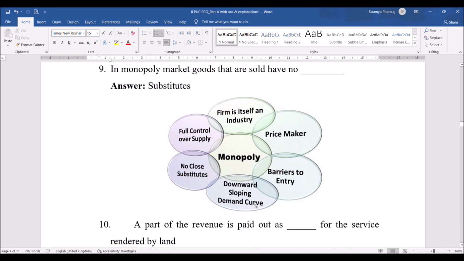In a monopoly market, goods that are sold have no dash. The answer is substitutes. So one of the important features of monopoly itself is not having close substitutes. That is why it is called a monopoly. This smart art picture gives you an idea of what a monopoly is. What are the characteristics of a monopoly?